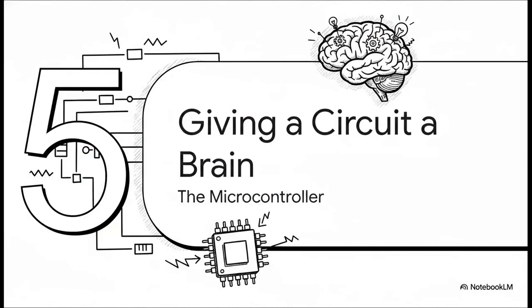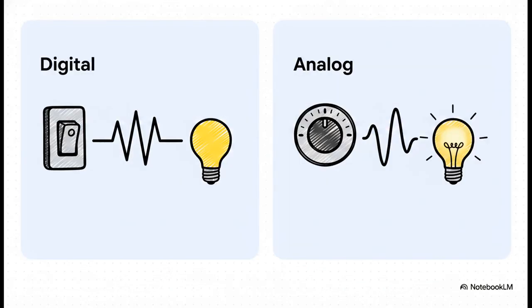Moving on to section 5, giving your circuit a brain. Okay, so far we've built a body. It has power, it has structure, but it can't think. It can't make decisions. To make our device smart, we need to give it a brain. So how does this brain actually think?